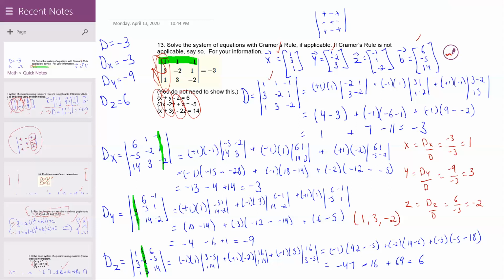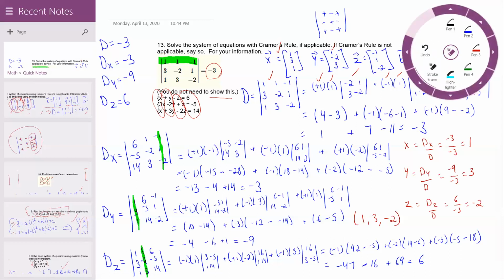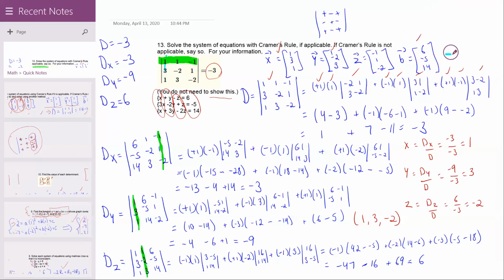So my d, now this says you don't need to show that d equals -3, but I'm showing you so that you see how to do it. For this one, I went across this row. So it goes plus, minus, plus. That's why there's plus, minus, plus. And then the numbers are 1, 1, and -1. And then determinants are left over when you cross those two out, you get here.